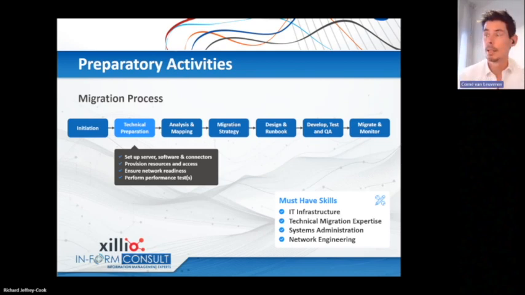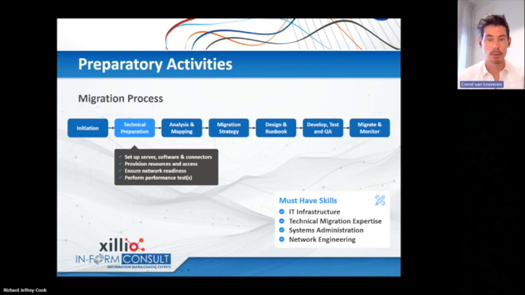And what's also really important, especially with bigger migrations where you migrate tens or maybe hundreds of terabytes, is that you, of course, ensure the network readiness, but also do performance tests. And if you look at all these different things that you need in this phase, then the must-have skills are also a bit more technical. So you need IT infrastructure, you need technical migration expertise, you need systems administration, network engineering, and that especially that performance test is really valuable information for the rest of the project, because then you know the actual throughput of the migration. So you know how fast you can migrate your document to the new system, and that has impact on the planning, of course.